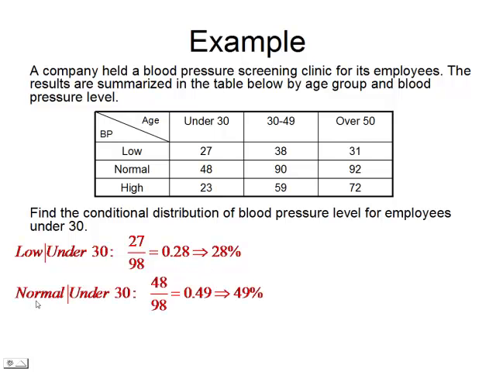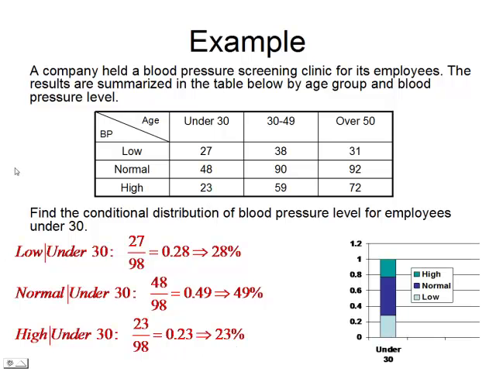The distribution of normal, given that they're under 30, is 48 over 98, which gives us 49%. And finally, the high, given that they're under 30, is 23 over 98, which is 23%. So here is a segmented bar chart of what we've just done. Notice that the total has to add up to 100%.